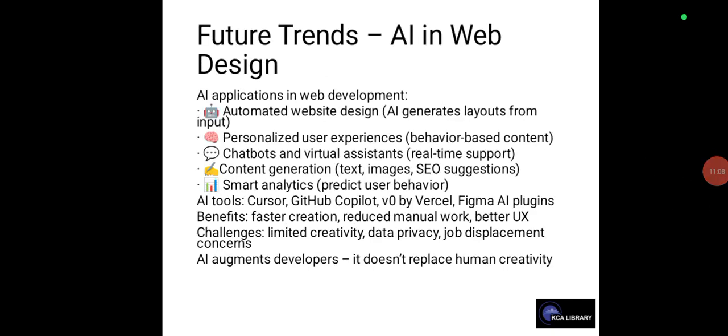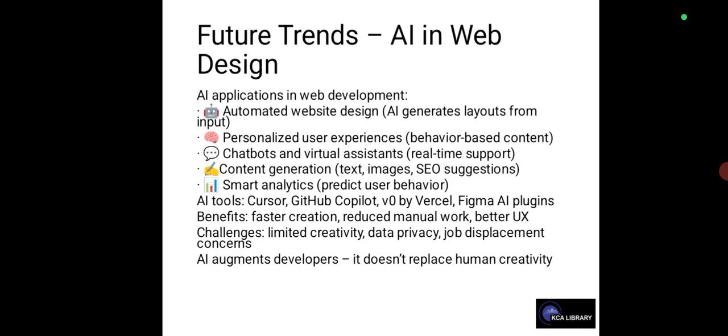Okay, there are a lot of trends because as a result of AI, you can use AI to develop your website. AI applications in web development can include automated website designs. AI can help you to generate your layout from input. It can also help you to personalize your user experience. You can also use chatbots and virtual assistants. AI can serve as your virtual assistant. It can give you real-time support. It can even give you content and give you suggestions on how to optimize your search engine. Now, AI can also perform smart analytics and predict user behavior.